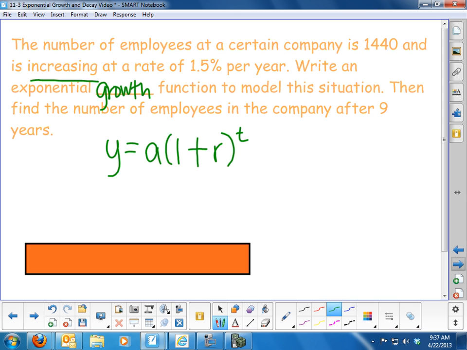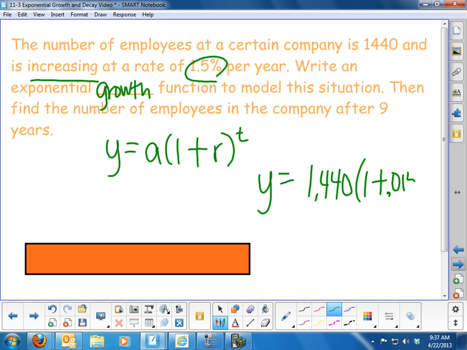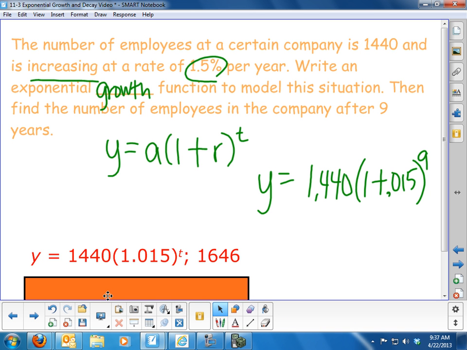I'm going to plug in what I know. I know that the number of employees started at 1,440, so that's my a, my initial value. I have 1 plus my rate, which is 1.5%. 1.5% as a decimal is 0.015. And I'm going to raise that to the number of years, which is 9. So I'm going to type that in my calculator, and when I finish, I'm going to see that my answer is 1,646 employees. All right, guys, that is it. That is exponential growth and decay.